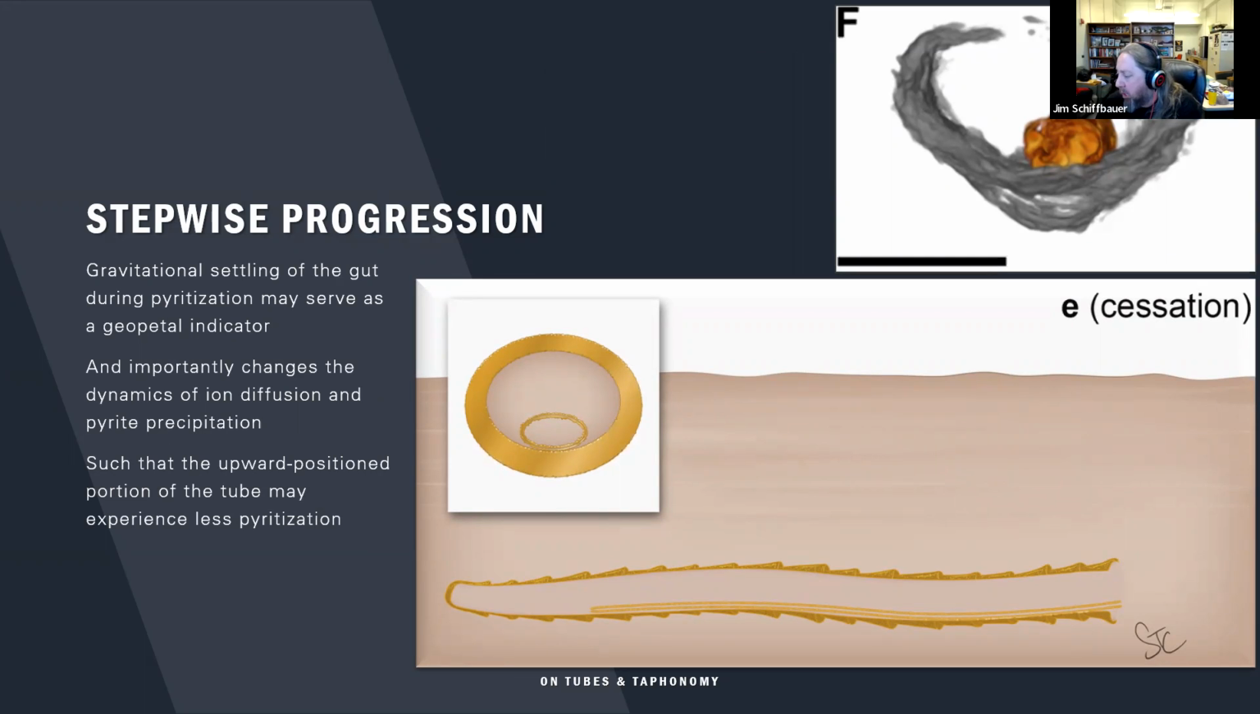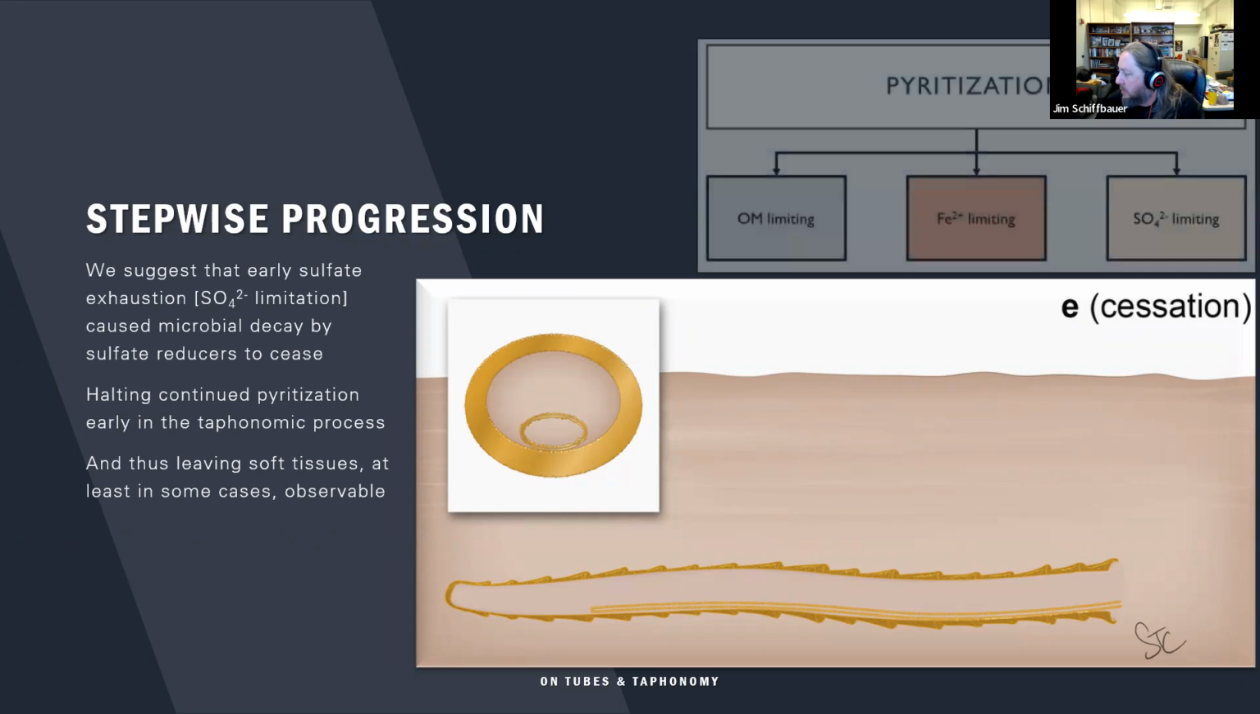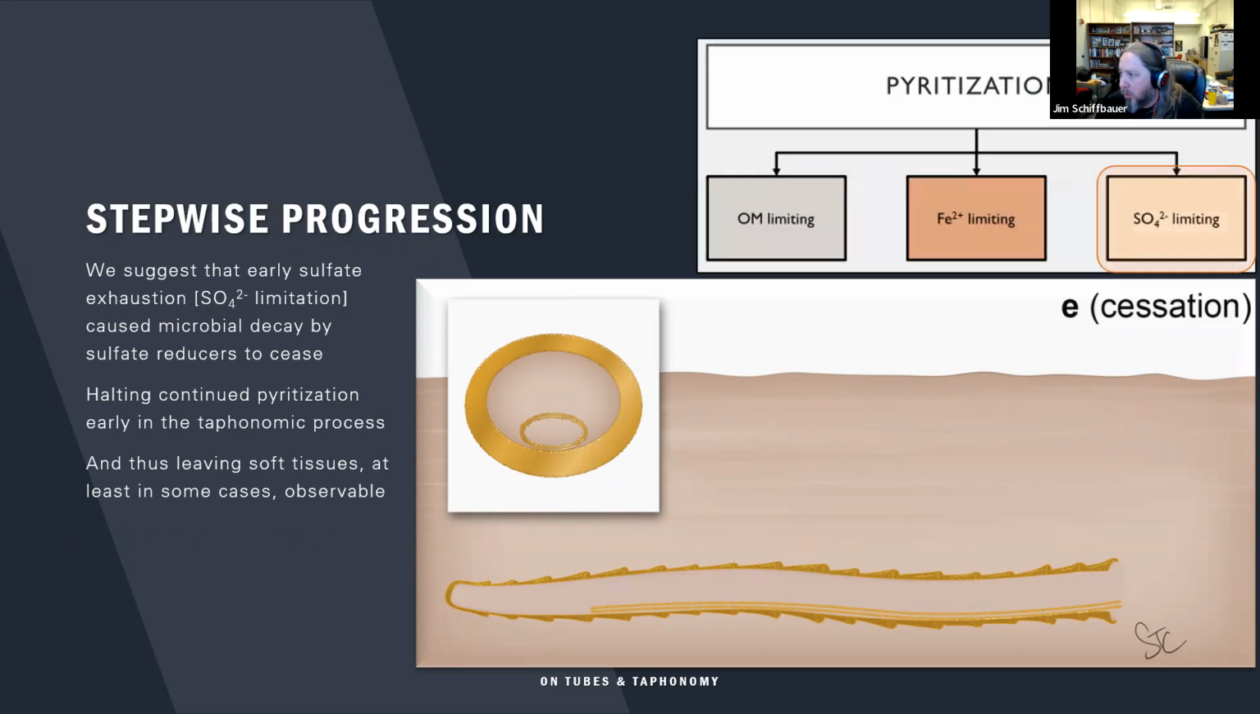And we also think that the positioning of these guts as they fall towards the bottom of the tube are probably a geopedal indicator, such that they're going to gravitationally settle once the soft tissues have decayed away, and we're supporting the gut in the center of the organism, or presumably in the center of the organism. So that's the overall view of the taphonomy of how these things go.